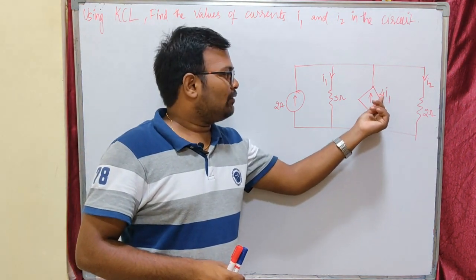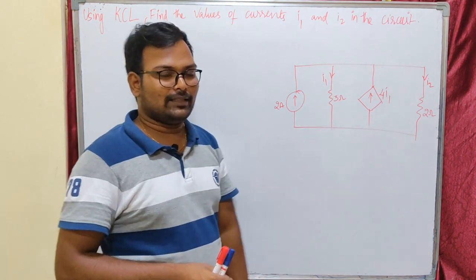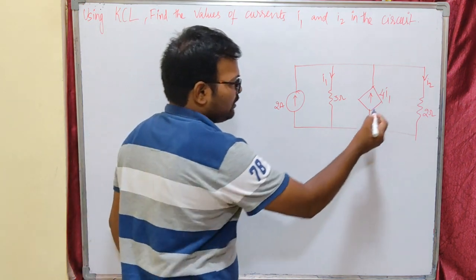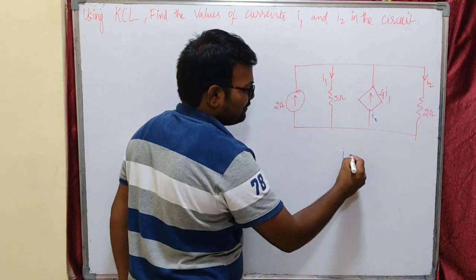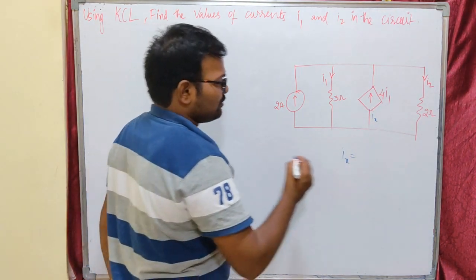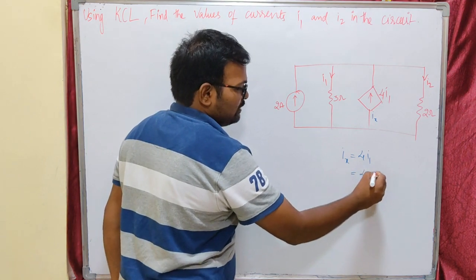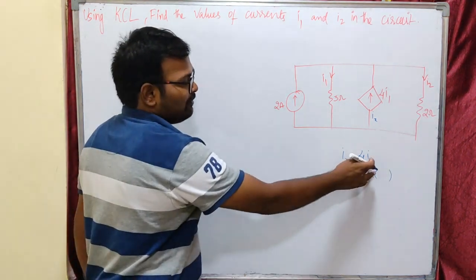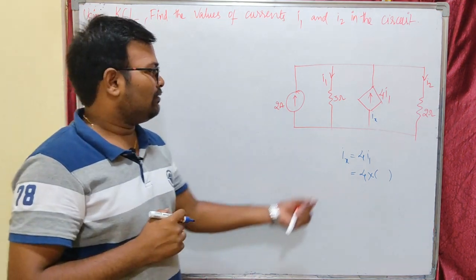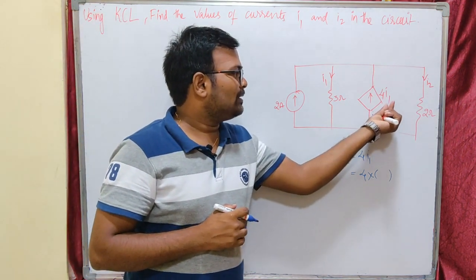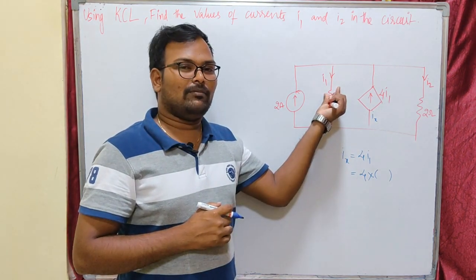That means the value of the dependent source is 4 into I1, where I1 is the current through another parameter in the circuit. So this is what a dependent source means. Let us consider this value as Ix. The value of Ix, which is the current of the dependent source, is 4 into the value of I1. The value of I1 will define the value of this dependent current source. That is what a dependent current source means: the value of the current of the source is dependent on one variable which is available in another parameter of the circuit.